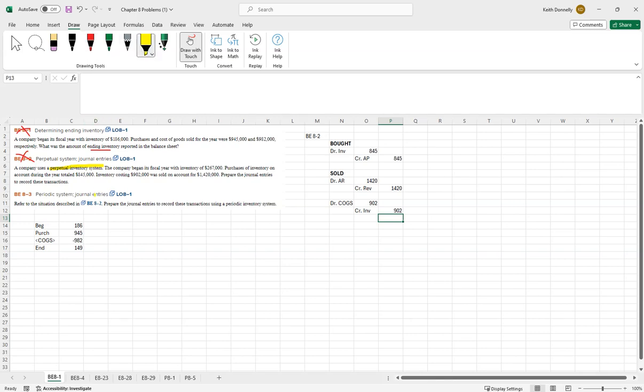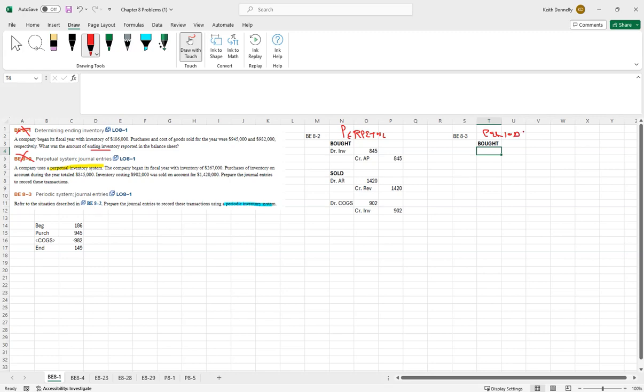Then they say, okay, can you please do the same thing except for a periodic system for brief exercise 8.3. So we bought the inventory. The thing here is whenever you're using a periodic system, I'm going to put perpetual over here, and over here we're using periodic.